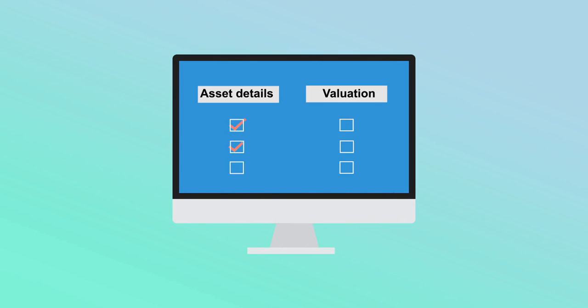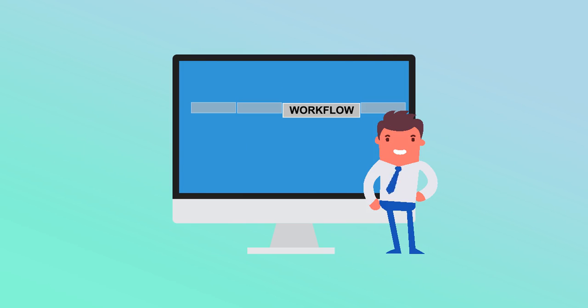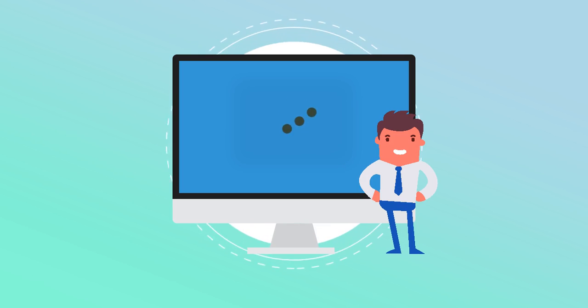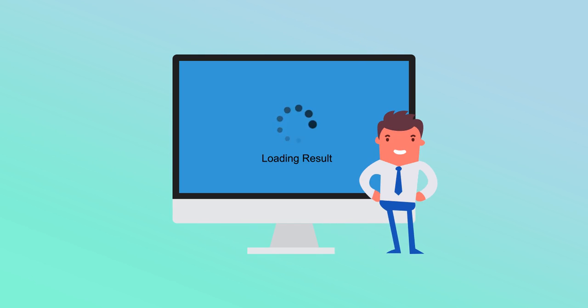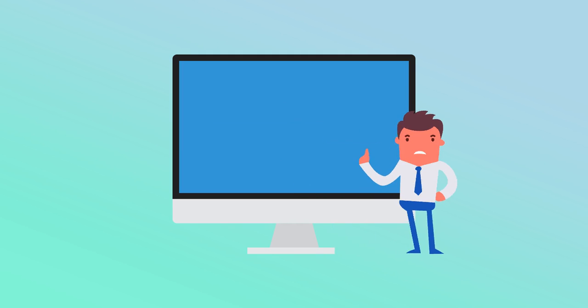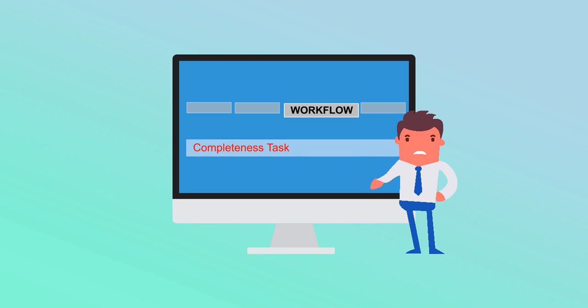Once the ADQ data entry is completed from the Asset Details tab to Valuation tab, the ADE officer will click on Workflow button and then he has to run the completeness task to check if all the data entered is complete and correct. The result of the task will be successful or fail. If failed, then the user will have to fill in the missing data or correct the data and save again and then again run the completeness task.